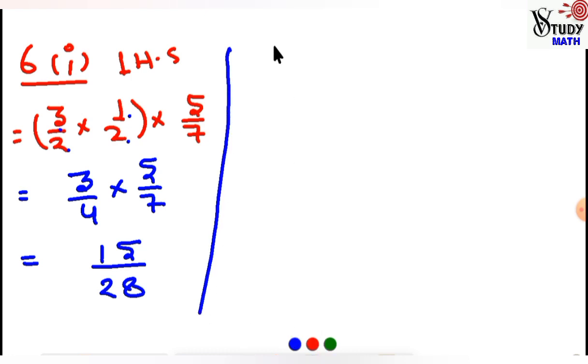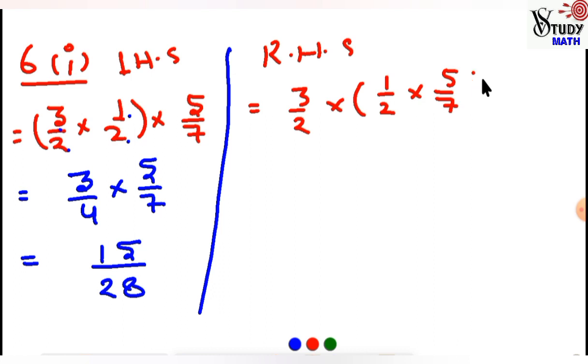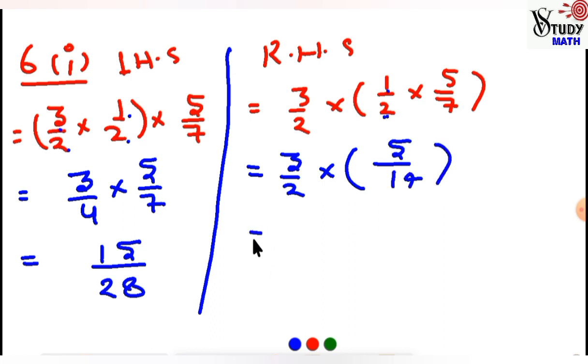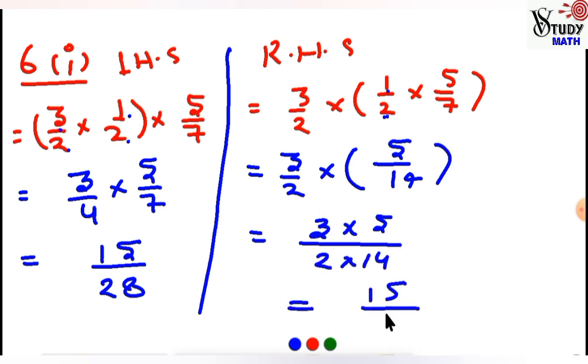Now take the right hand side, my dear students. The right hand side is given here: 3 by 2 going to multiply 1 by 2 going to multiply 5 by 7. According to BODMAS rule, first we are going to solve the small bracket. 1 going to multiply by 5 becomes 5, and 2 going to multiply 7 becomes 14. Now numerator will multiply numerator and denominator will multiply denominator, and the final answer is 15 upon 28. So you can see clearly here both sides are equal.